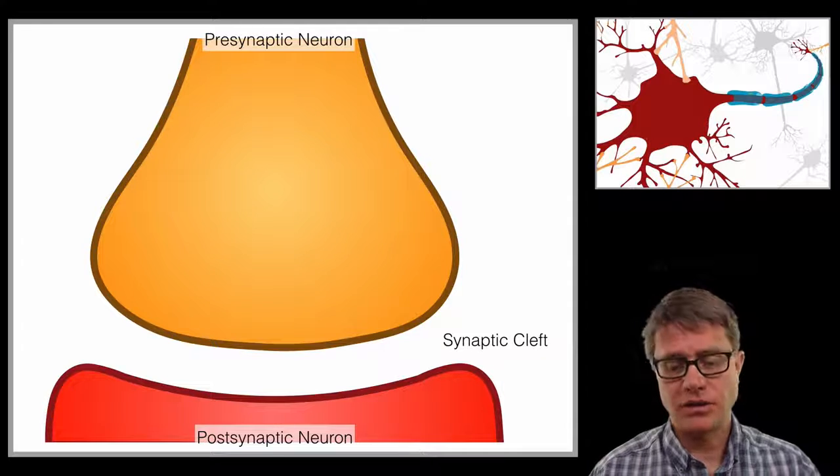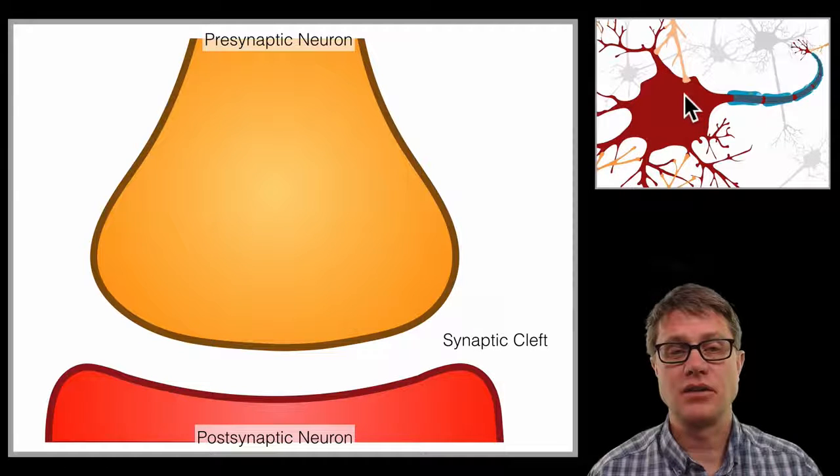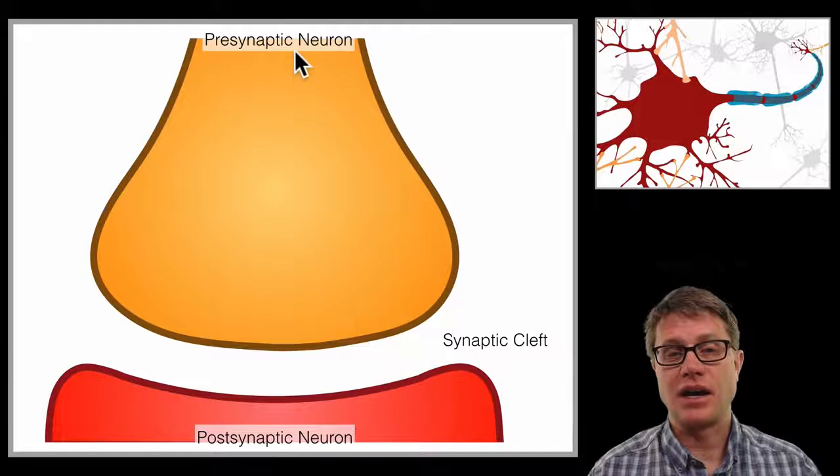To identify the different parts of it, this would be where the information is coming in, so on this neuron, and this would be the cell body of the adjacent neuron. So we have a presynaptic side and a postsynaptic neuron. And then this little gap in the middle is going to be the synaptic cleft.